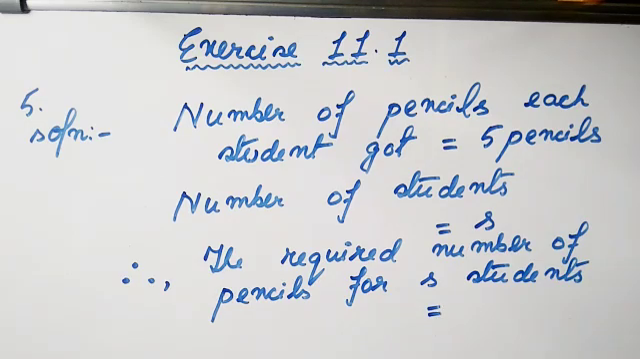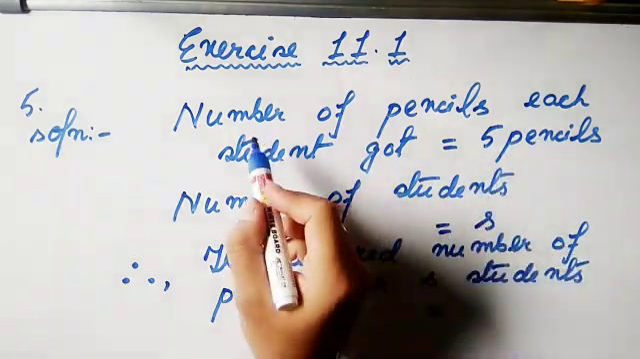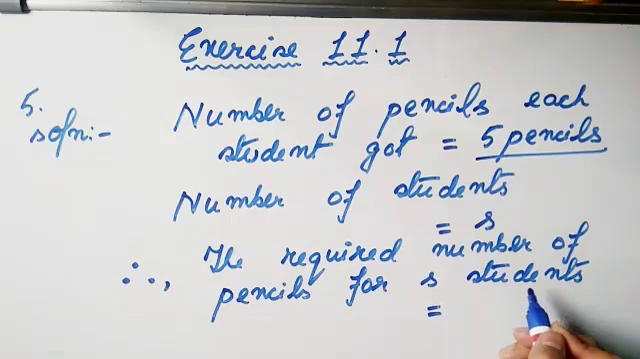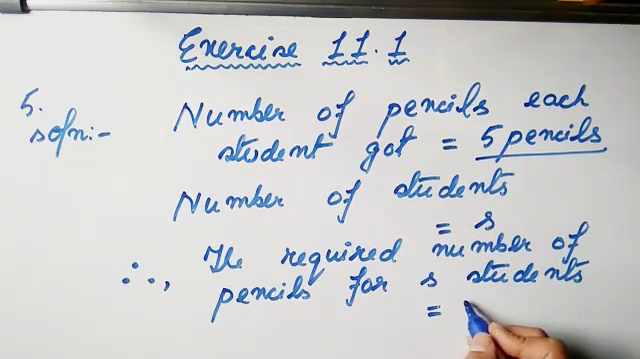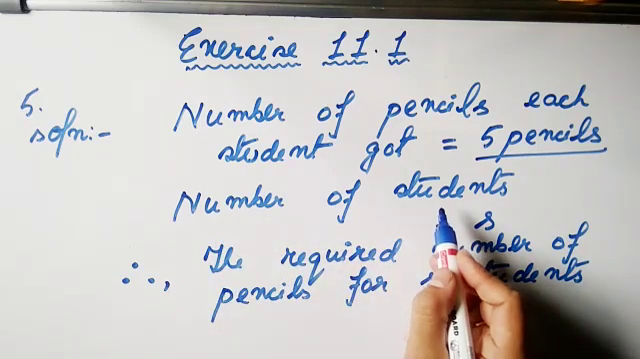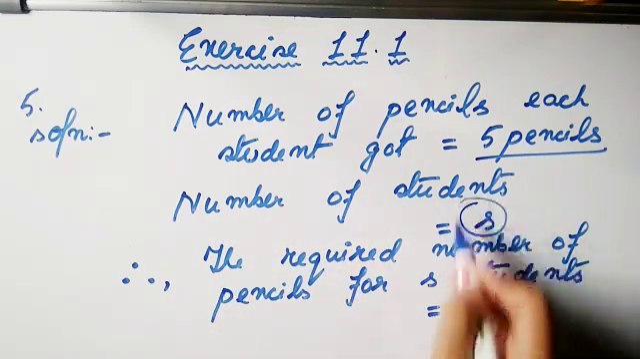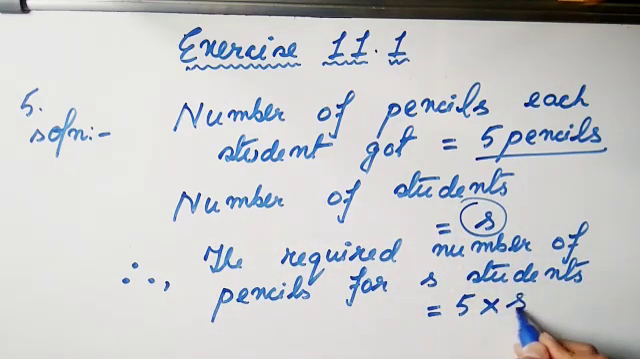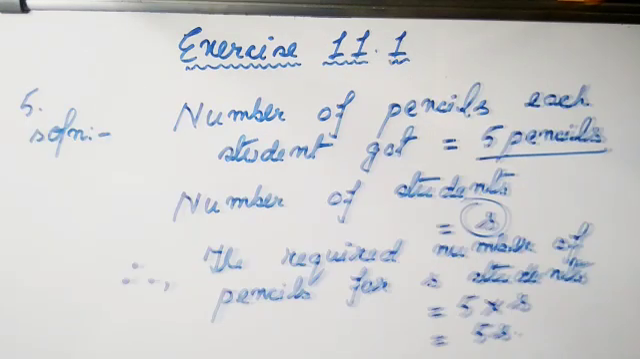equals to, remember, number of pencils each student got was how many? 5. So this 5 will be multiplied by the number of students. And the number of students is the variable S. So 5 into S. Or simply we can write 5S. Understood? Okay, let's read our next question.